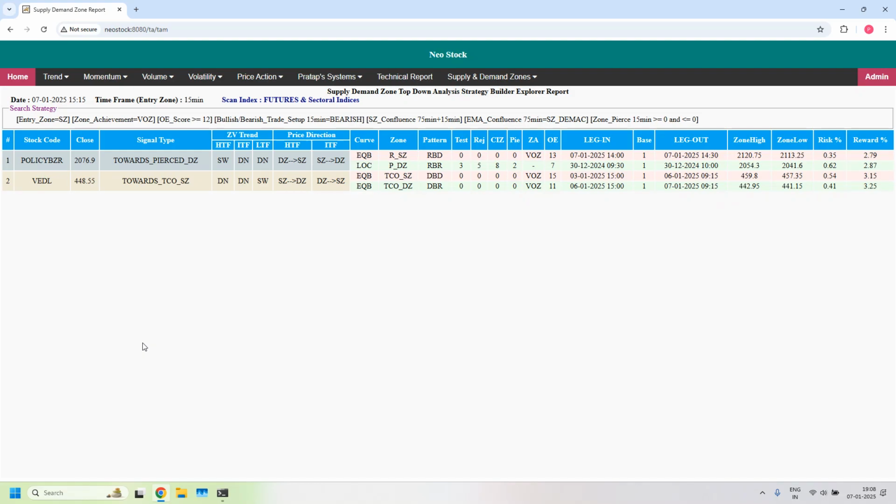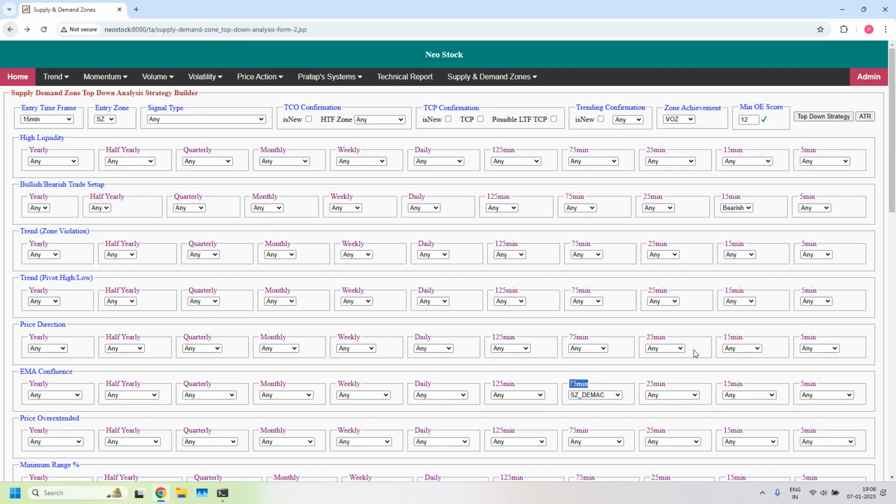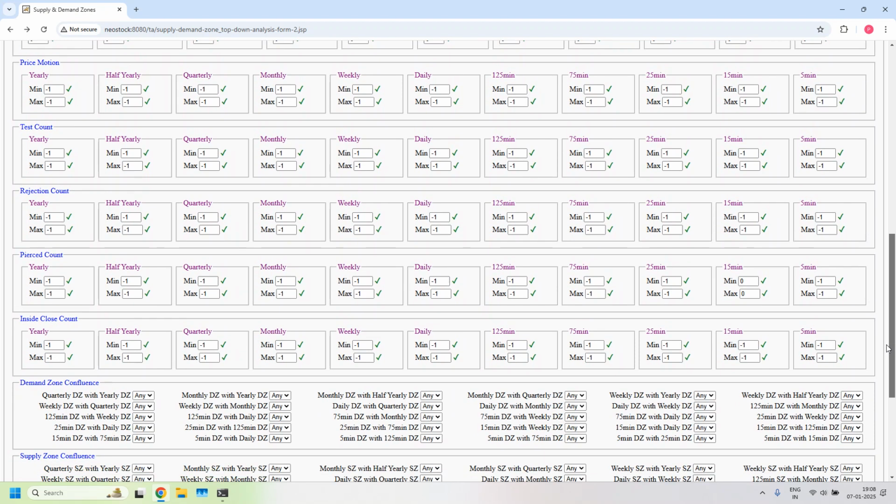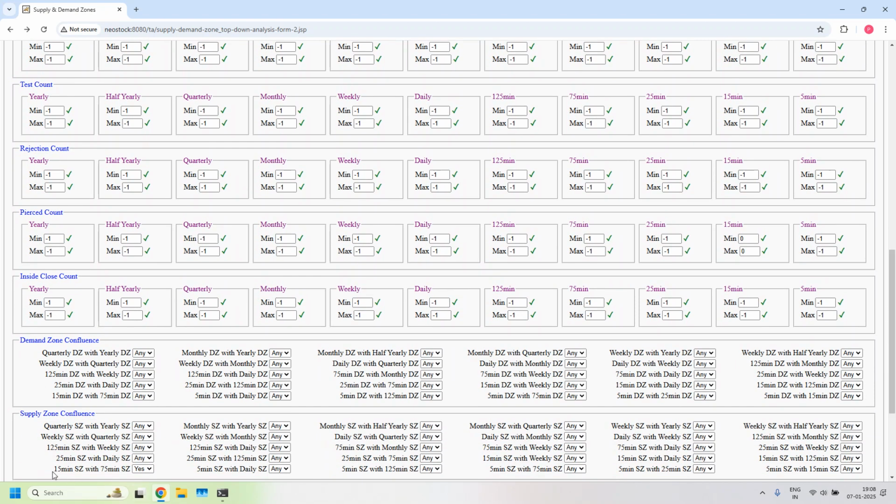Next, we will filter based on LTF, ITF and HTF supply zone confluence. I am removing EMA filter. In the supply zone confluence, we should set three filters. First filter is already enabled. That is 15 minute supply zone with 75 minute supply zone confluence. Second filter, 15 minute supply zone with daily supply zone confluence. Third filter, 75 minute supply zone with daily supply zone confluence.